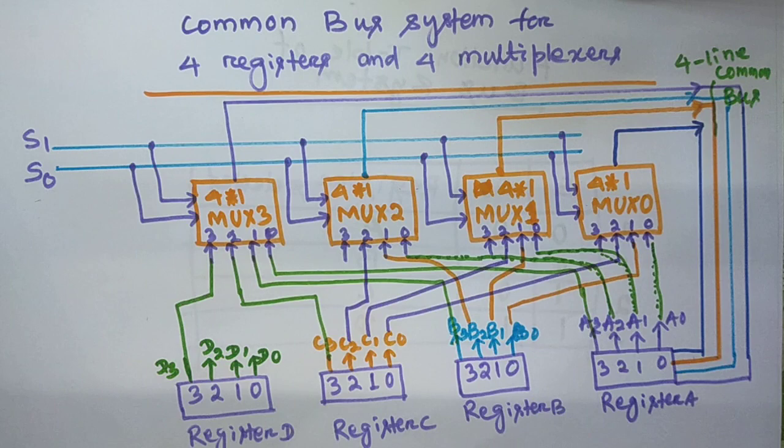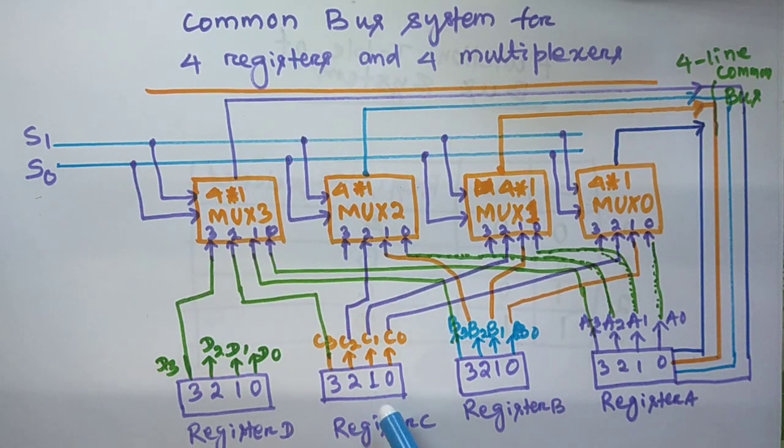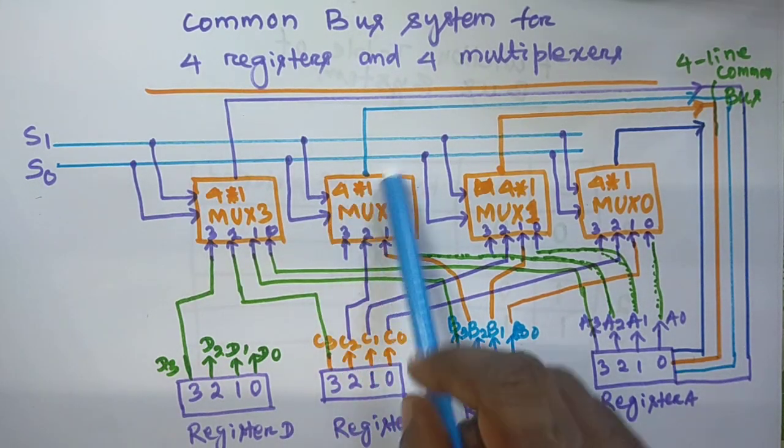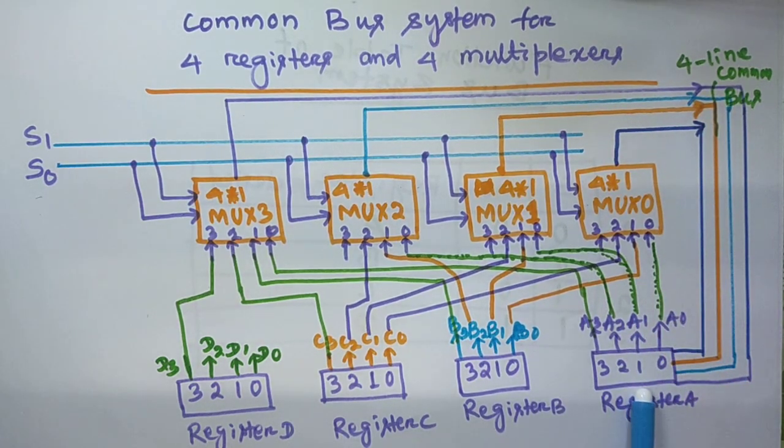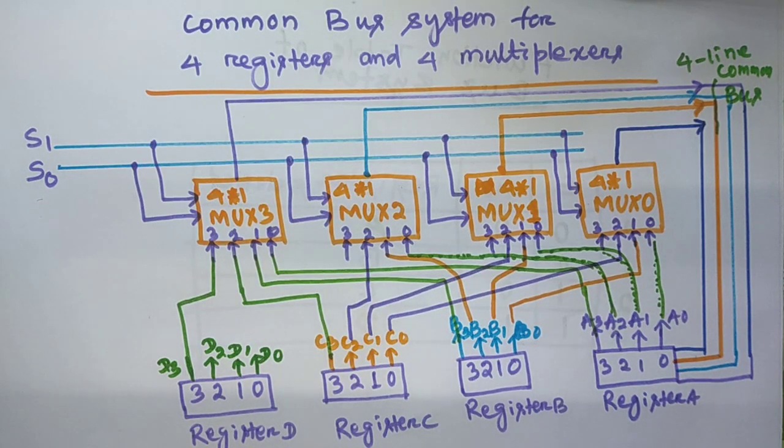Whenever data transfers from register C to the multiplexer, then that data connects to this or that data transfer to the register A. How it is defined or designed, I will show you, then we can find out. Very simple way, just a minute I will show you.